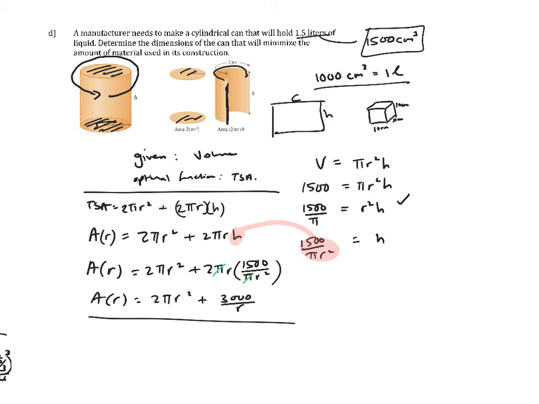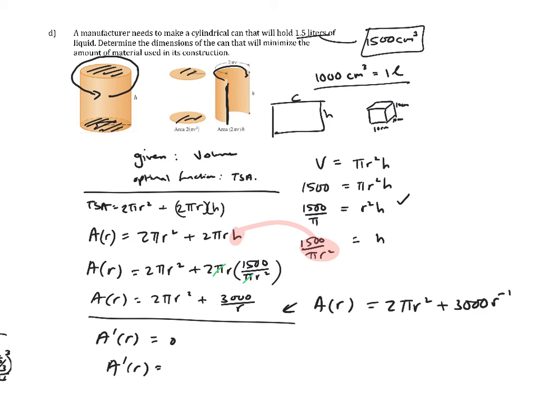Therefore, what are we going to do now? We're going to find the derivative of that A(r) and let that equal to 0. So the derivative of A(r) is going to equal, and you see there's again an r on the bottom. So that is then A(r) is equal to 2 pi radius squared plus 3000 r to the power of minus 1.